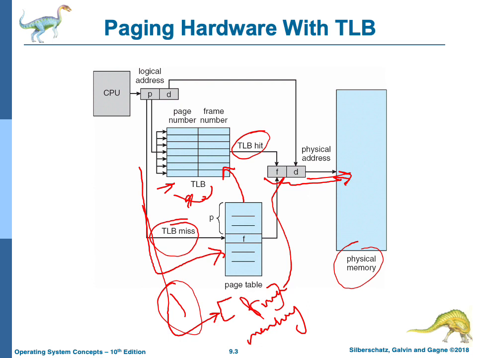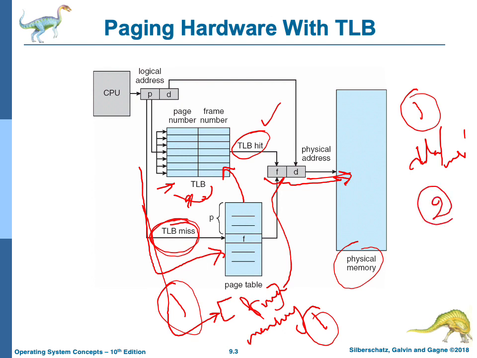So in the case of a hit, we only have one access to the physical memory to get the data or instruction. But in the case of a miss, we access memory twice: first to access the page table to get the frame, and second to get the data or the instruction.